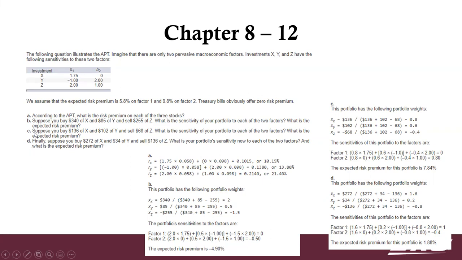And then C, you're buying 136 of X, 102 of Y, and you're going to sell 68 of Z again. It's negative. They're all going to add up to 1 again, though. It's just that one of them is going to be negative in this case. But we'll do the same type of calculation based on those new ones to get our expected risk premium. And then the same thing for D. You're going to buy X and Y, and again sell Z. And then again, what's your sensitivity, and then what's your expected risk premium.